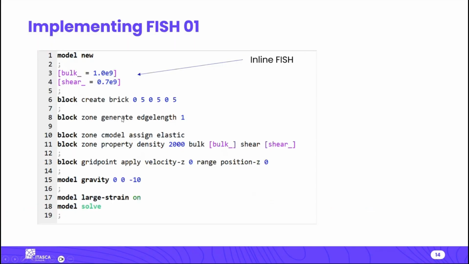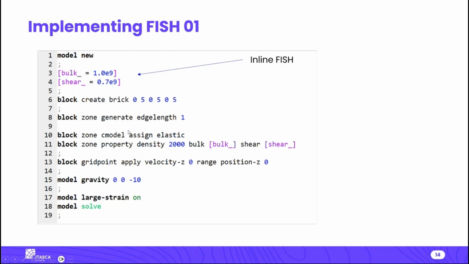Variables and functions. So you've just seen me declare variables inside of a function. I don't even have to say fish define and fish end. If I'm being lazy, I can just define a variable inside of square brackets like this. And this is very common, especially when you're trying to define parameters. So here's an example where maybe you want to list at the top of the file some of your material properties. So I would give a fish variable called bulk equal to 1E9 and a fish variable called shear equal to 0.7E9.